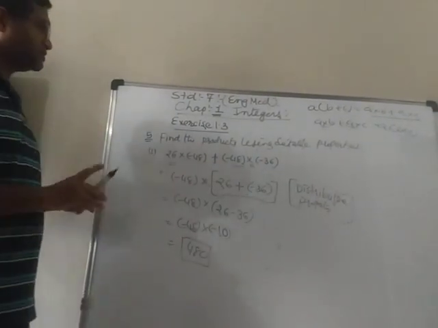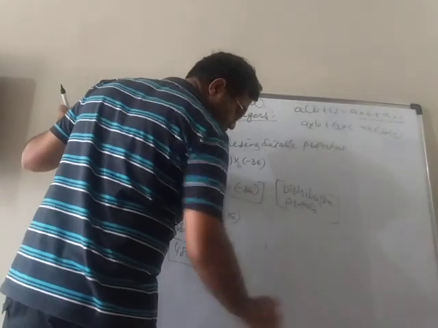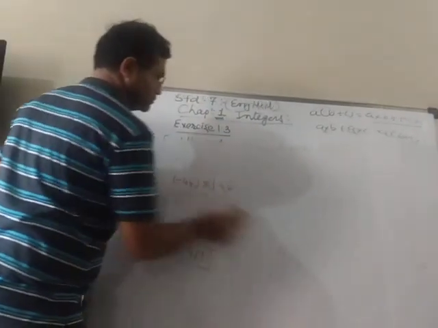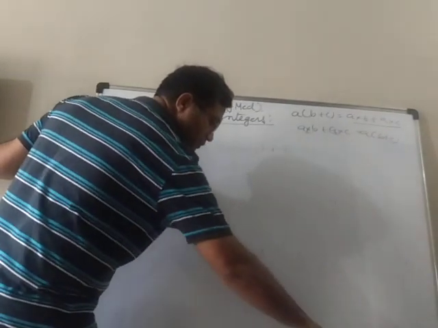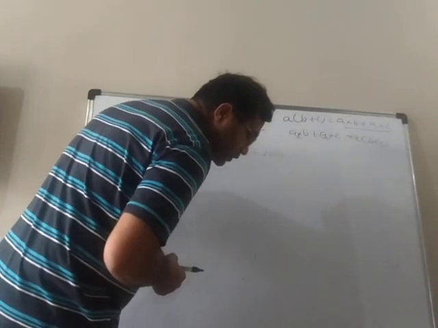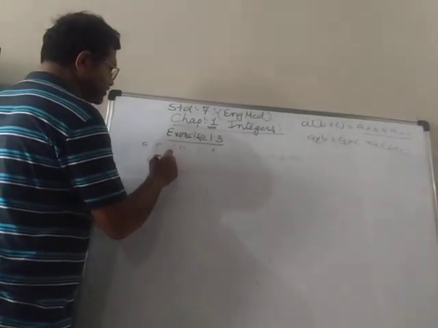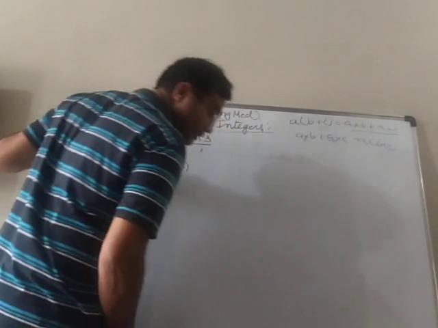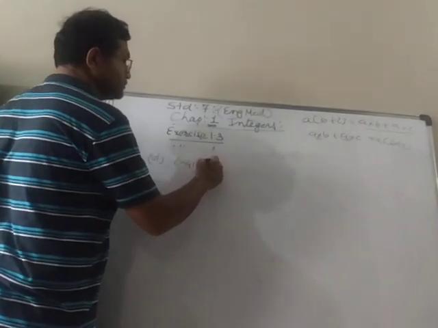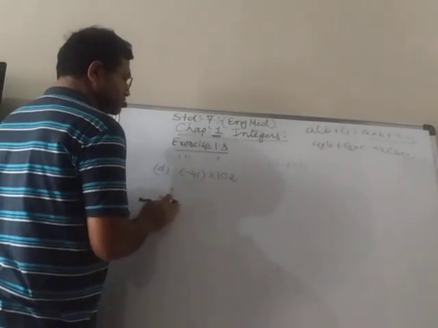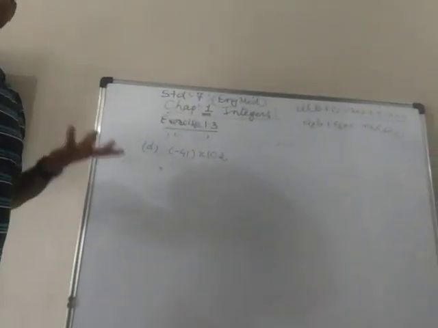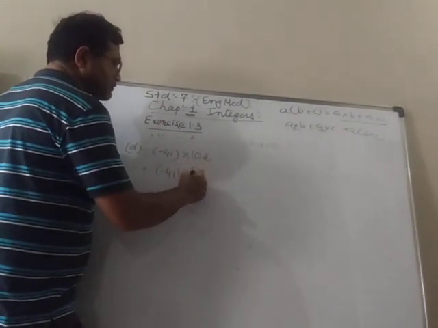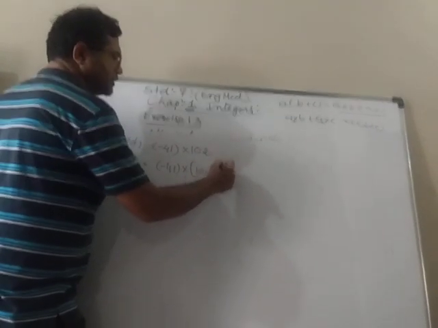So here it is done. We will take another question. Okay, we will take D. Minus 41 multiply by 102. Now, if you do it directly, that will be more difficult. So here what will we do? For 102, we will divide it in two parts, 100 plus 2.